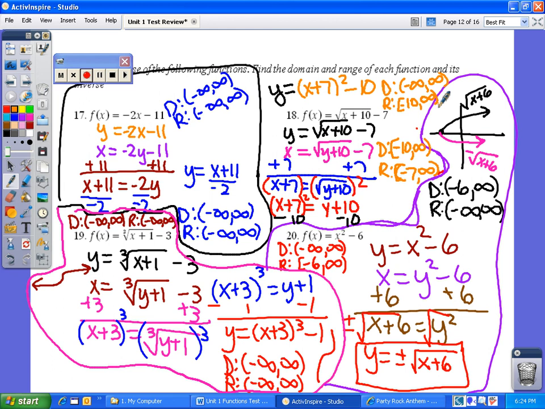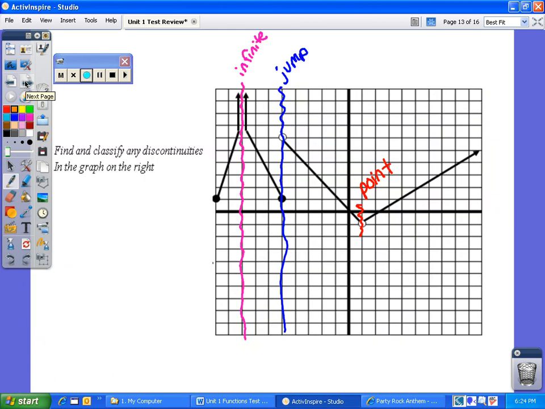Alright, so I'll give you all a second to copy this all. It's a lot of information, so I'll try to go over as much as I can in class. Alright, these are the types of discontinuity. So we just have infinite here, jump here, and then point there. That's it.